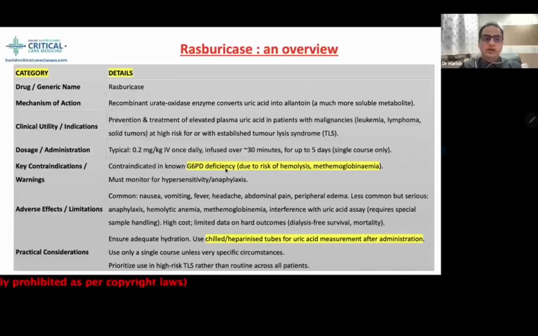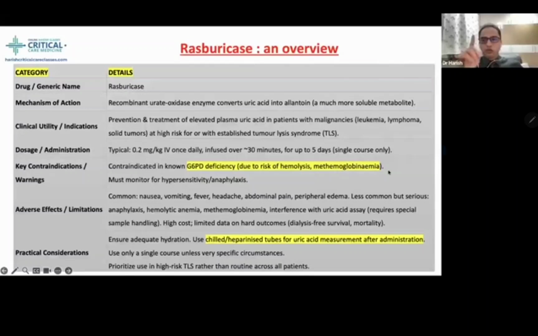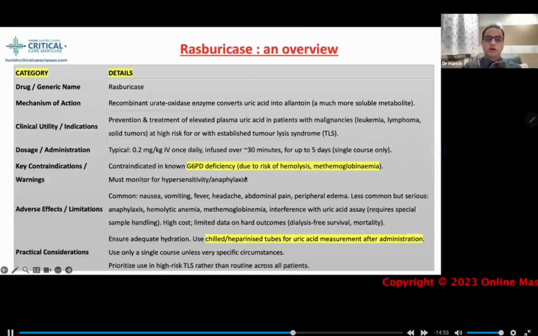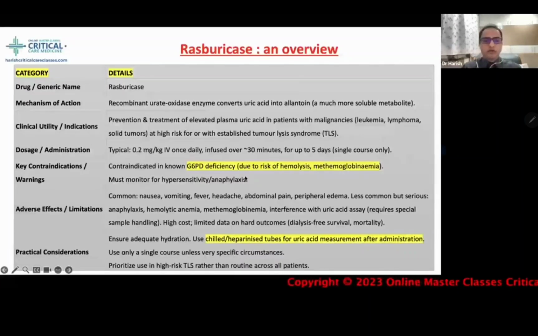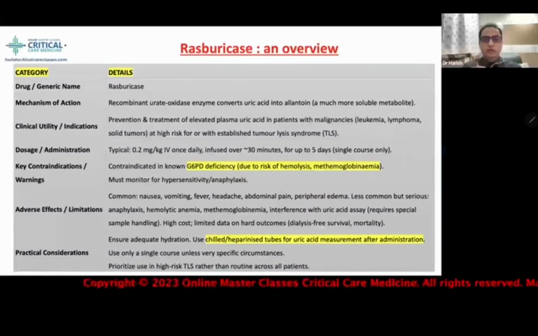So key contraindication, remember, when we have a known G6PD deficiency, glucose-6-phosphate dehydrogenase enzyme deficiency, it can cause severe hemolysis and methemoglobinemia. You need to avoid giving rasburicase. Then the other problem is you need to monitor for hypersensitivity or anaphylactic reaction. These are some of the adverse effects, though we don't find a major problem with rasburicase, but rarely it can cause some sort of anaphylaxis reaction, and cost is the concern.